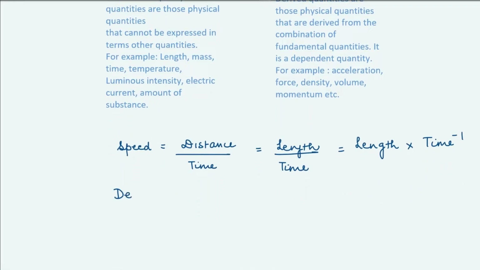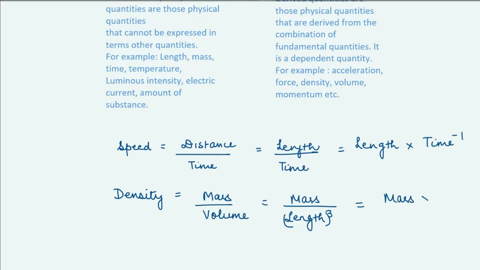Similarly, if I want to express density, density can be written as mass upon volume. Mass is already your base quantity, so we need not touch it. We can rewrite it as mass only, but volume can be written as length cube. So this can be expressed as mass into length to the power minus 3.